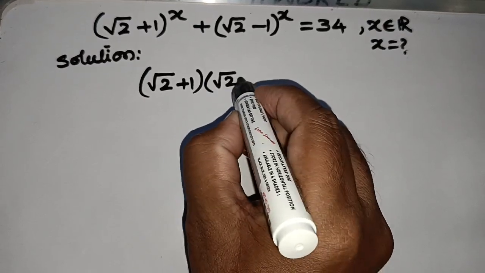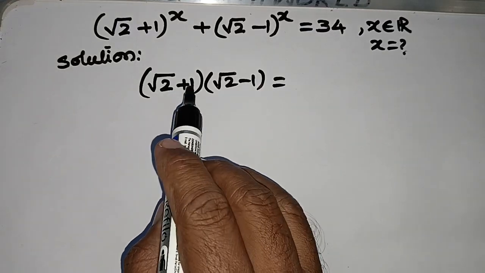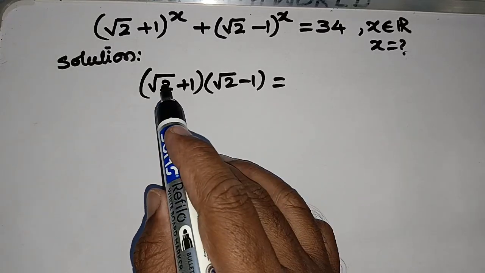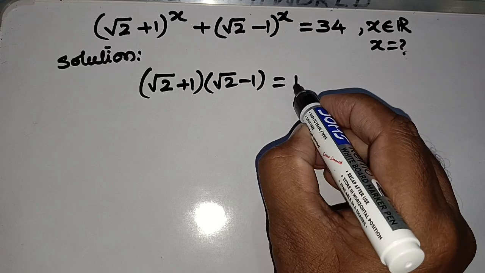Before we start the actual solution, we can see here that (√2 + 1) times (√2 − 1) comes under the form (a + b)(a − b), which gives a² − b². So √2 squared is 2 and 1 squared is 1. 2 minus 1 is 1.